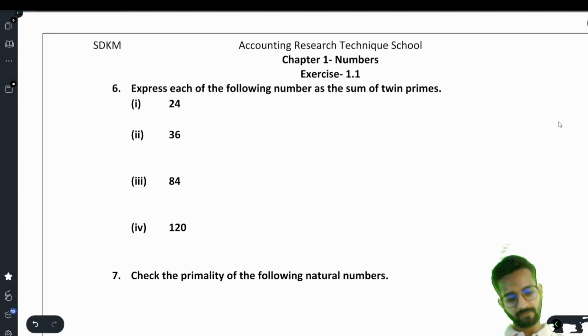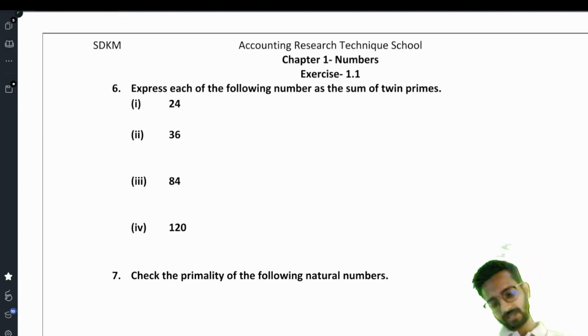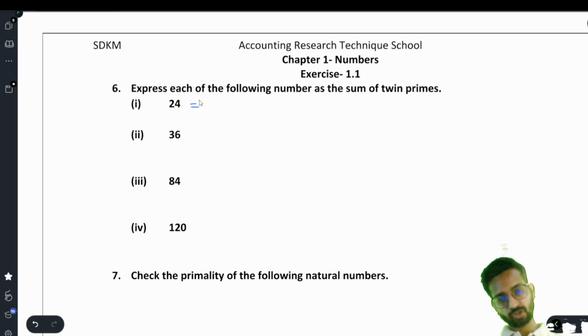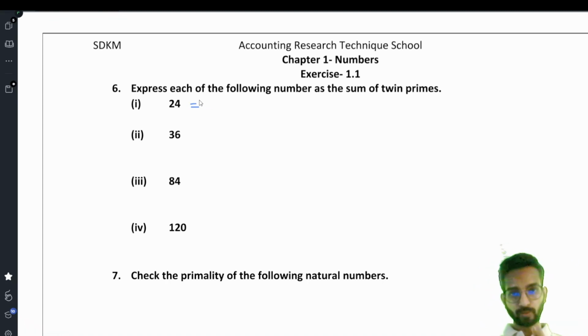The next question we have here is, express each of the following numbers as the sum of twin primes. It means we have to break 24 such that it should be the addition of two prime numbers, two twin primes. Like first off we have 24.